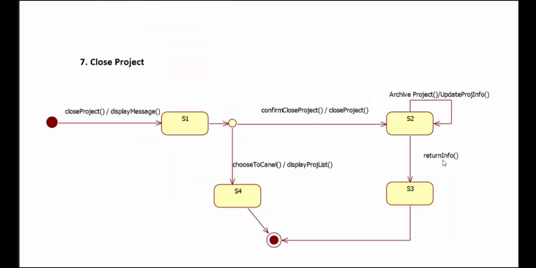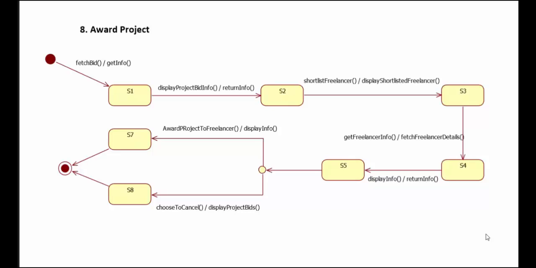Next is close project state diagram. First of all, it will be in S1 when user will opt to close project. It will display message and then employer will choose the action whether he wants to confirm the close project or choose to cancel. If employer confirms to close the project, it will move to state S2 where it will archive project and update the project information. It will return information and move to state S3. If employer chooses to cancel, then it will display the project list and it will move to state S4.